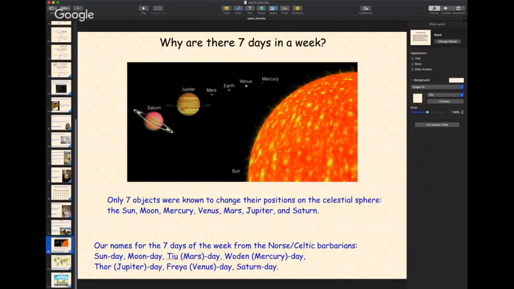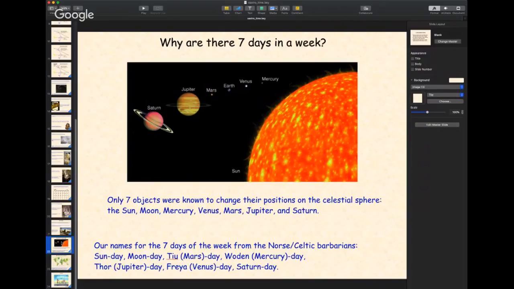Okay, so we covered the origin of the year up to the modern time, and subdivisions within the year, the month, somewhat lunar based these days. But how about days of the week? Why are there 7 days of the week? There are 7 days of the week because when people looked up at the night sky in antiquity, there were only 7 objects that moved.